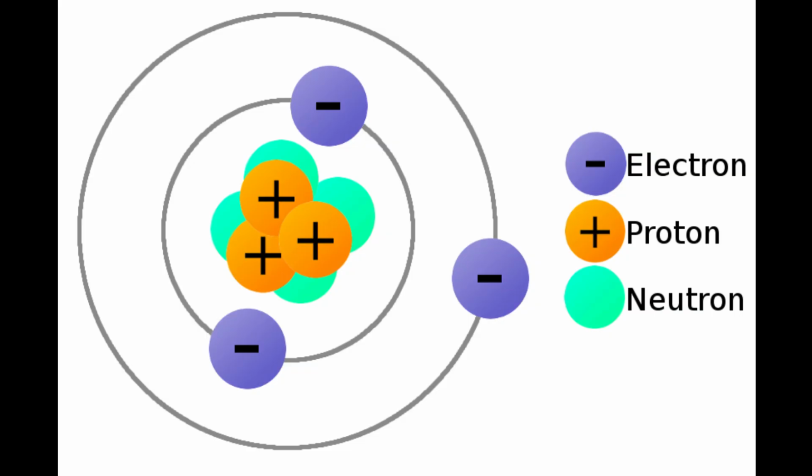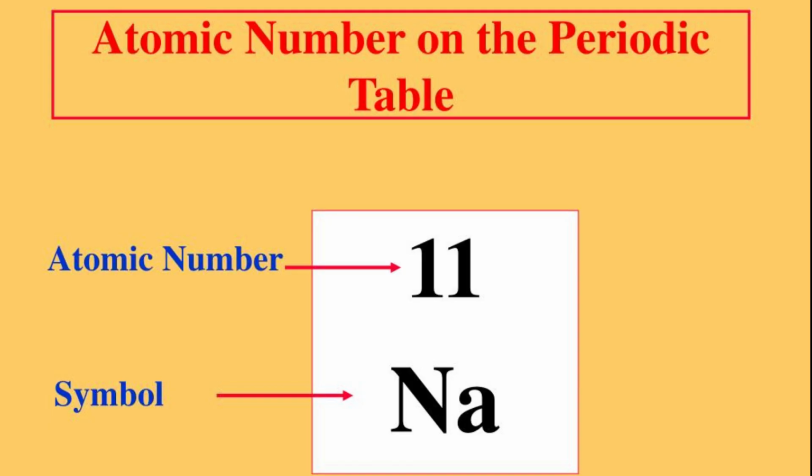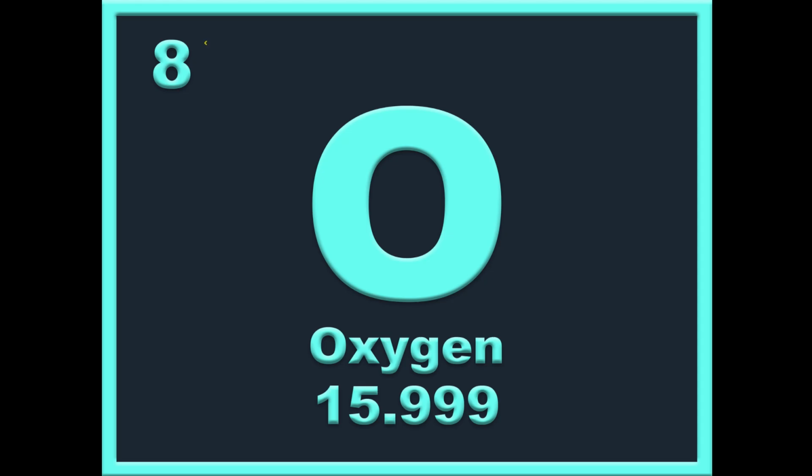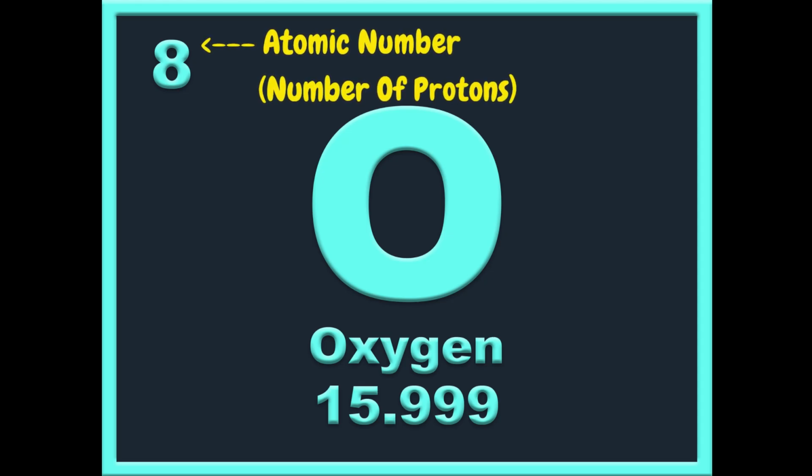An atom's identity is uniquely determined by the number of protons contained within its nucleus, a value known as the atomic number. This number is the sole defining characteristic that places an atom into a specific element on the periodic table. For example, any atom that contains 6 protons is carbon, while any atom with 8 protons is oxygen. The combined total of protons and neutrons in the nucleus is referred to as the mass number.